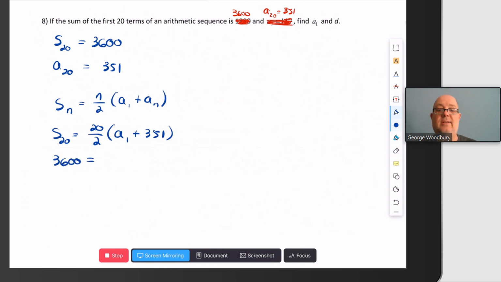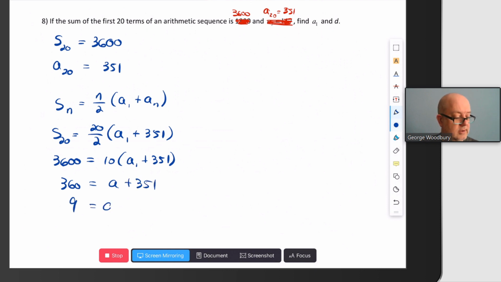So putting that on the left-hand side, 20 divided by 2 I can do, that's 10, times A sub 1 plus 351. Divide out the 10 from both sides. 360 equals A plus 351. And when we subtract 351 from both sides, we find that A sub 1 is 9.